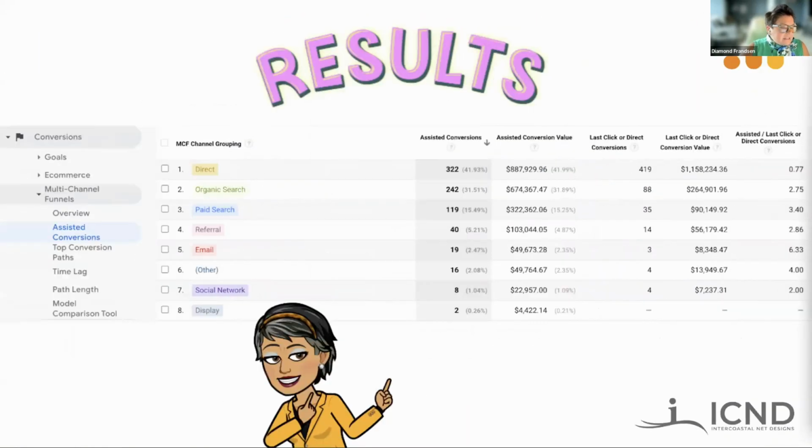Let's look at the results here. If you're inside your Google Analytics, or if you're trying to use your new GA4 platform, you can easily navigate to the Conversions tab, multi-channel funnels, assisted conversions, and see a breakdown of where your booking came from. And here you can see that social media played a part in 8 different bookings. So definitely the purple is where you represent that social media portion of the customer journey.